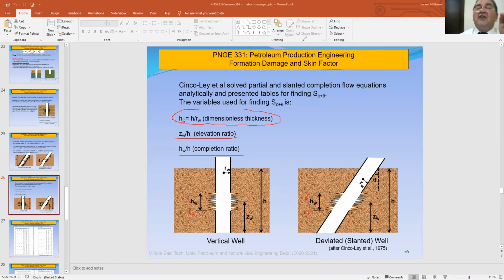You can get the value of S sub C and S sub theta. What you need to know actually, again, you need to know how much is the inclination angle, the deviation angle from the vertical direction. Also, you have to know that. So the tables given by Sinco Lee et al.